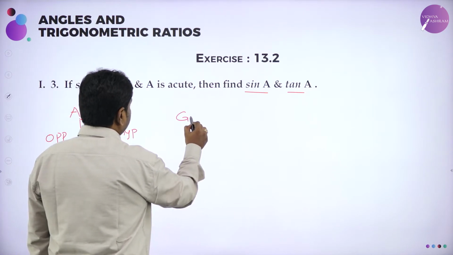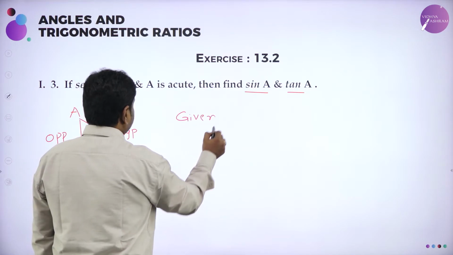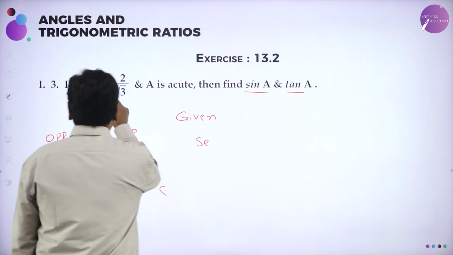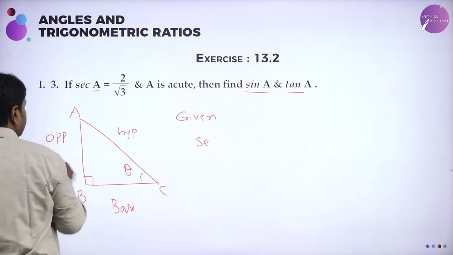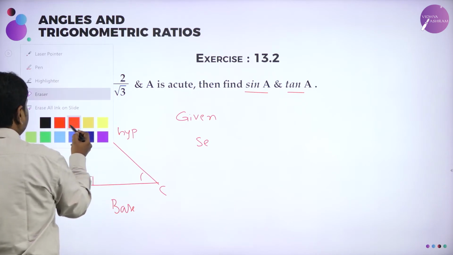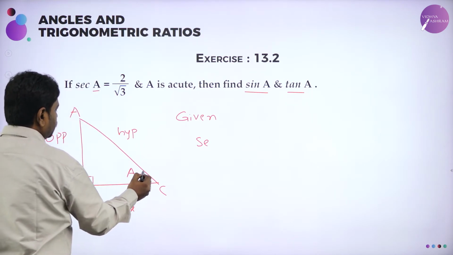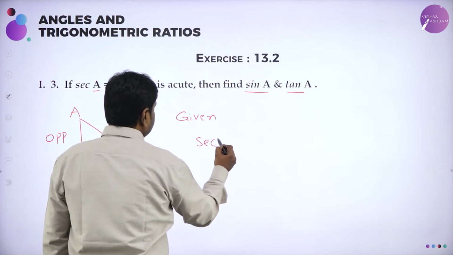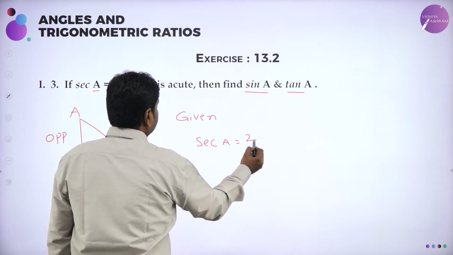So now they gave secant. Given in the problem they have given secant A. In place of theta they told A, so the angle they gave is A. So in place of theta I'll take it as A. Now secant A they gave. Secant A is 2 by root 3.